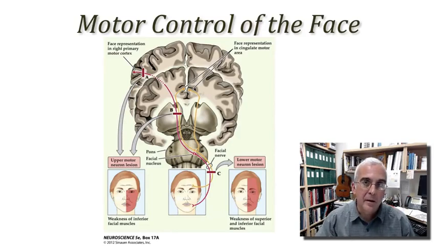Now, there are some important consequences for understanding the way these upper motor neurons govern the facial motor nucleus. There are folks that have strokes involving various pathways in the brain, of course, and some of them are known to affect either the voluntary expression of movement involving the face or the emotional expression of movement involving the face.